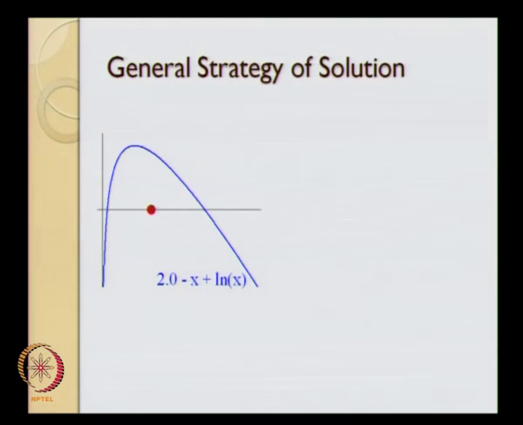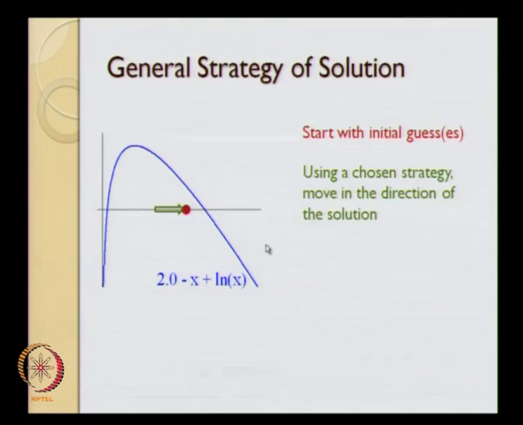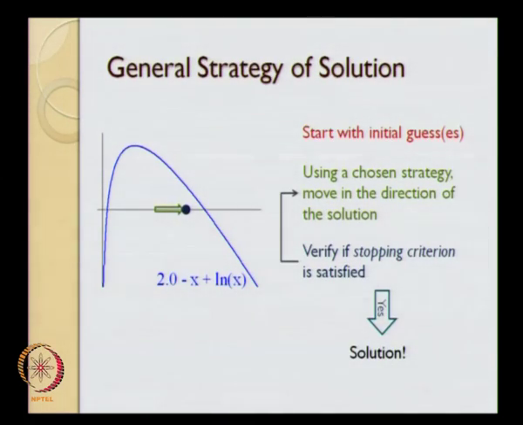Okay. The general strategy we used for solving the nonlinear equations is we started with some kind of an initial guess. We either started with one or two initial guesses based on the method we use for solving. Based on this method, we use a chosen strategy in order to move hopefully in the direction of the solution. So we will move from this initial spot to this new spot using our chosen strategy. If this new solution is close enough to the true solution, we can find that out by a couple of methods, seeing how much the new solution has deviated from the previous solution. If the stopping criterion is satisfied, we say that this is going to be our solution. If the stopping criterion is not satisfied, we repeat this particular procedure iteratively till the stopping criterion is satisfied, and that is when we have obtained the solution.